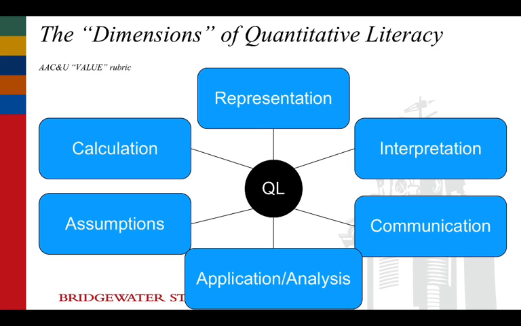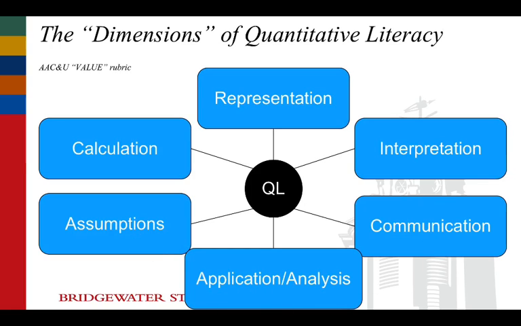Fleshing out the AAC&U's definition a little bit more, they see quantitative literacy as having these 6 different dimensions to it. The calculational, which is can you actually sort of crunch the numbers, and we might think of that as being what students think of as mathematical computation. But then the rest of these are representation. How can we convert information into and out of different forms? So from a data table, for example, into a graph, into a formula, into a written exposition, interpretation of results, how well do we communicate them, application and analysis, and then assumption.